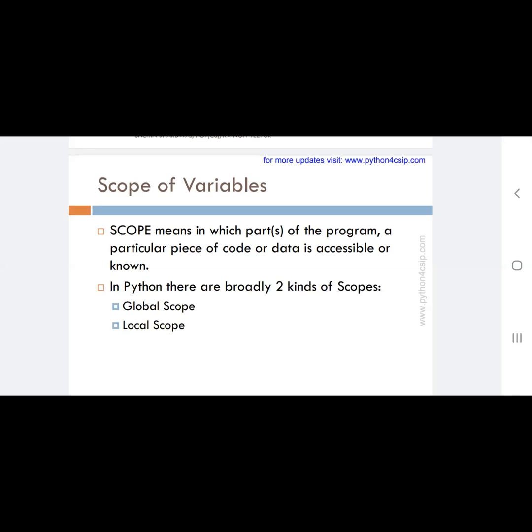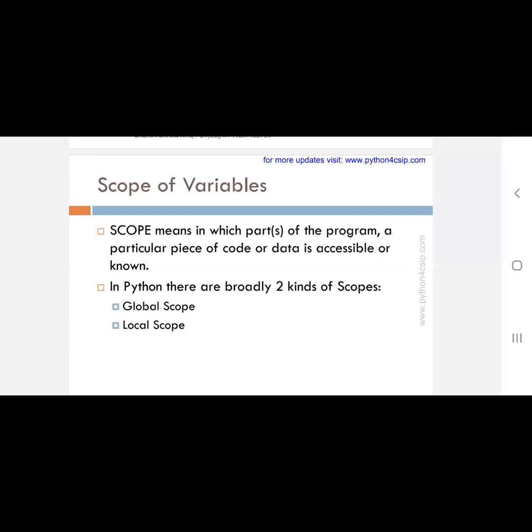Here, what is the meaning of global? Entire program. A global variable means a variable can be accessed, can be used wherever in the entire program. That is called global scope. And local scope means the variable can be used within the function only, within a part of the program only. That is called a local variable. I already said a function is a part of the program. So these are the two scopes.